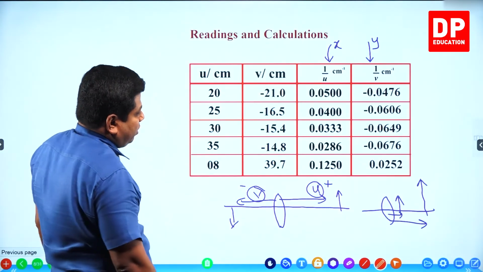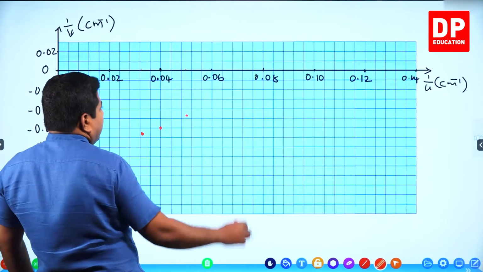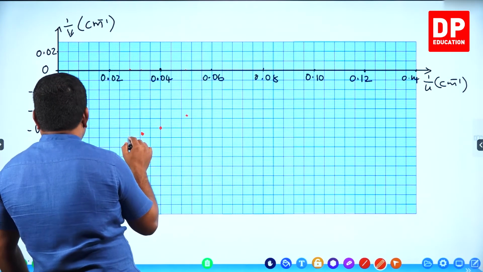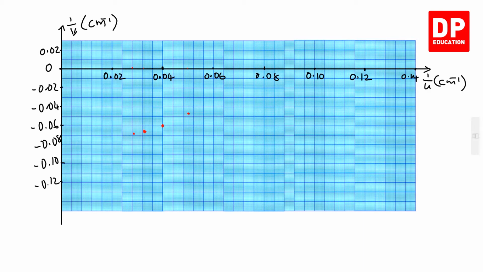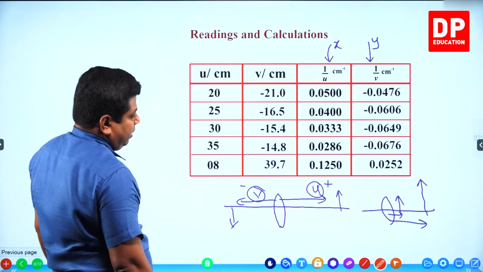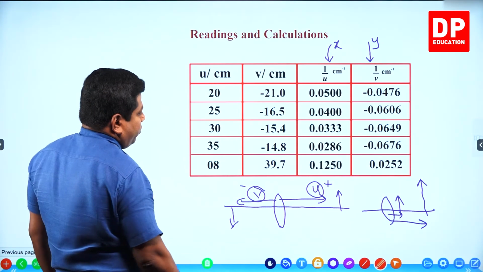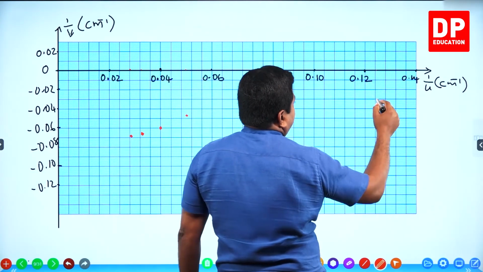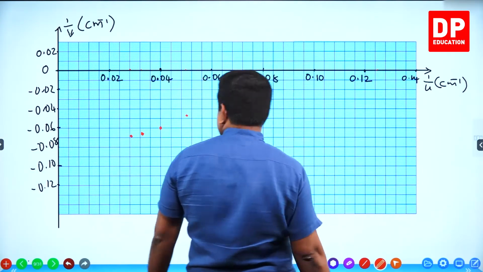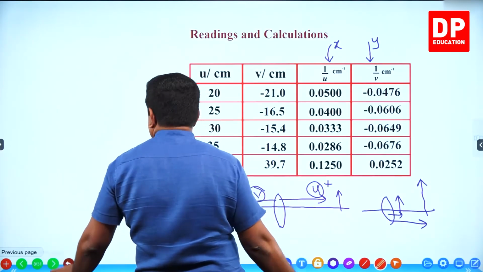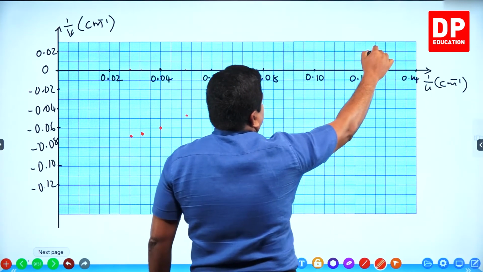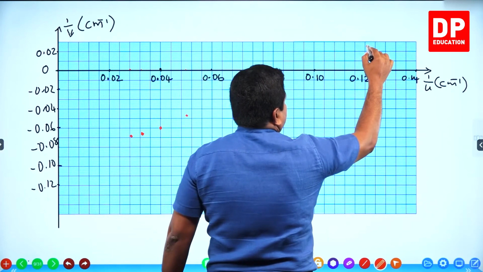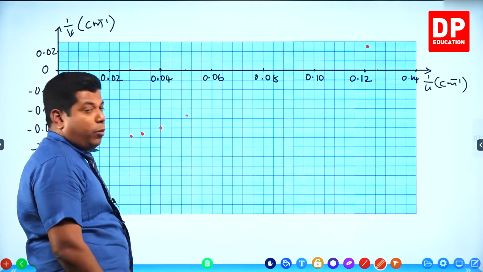Fourth one. 28.6, 67.6. 28.6 here. 67.6 here. And the last one, 12.5 and 2.52, or 125 and 25.2. 125 has to be here. 25.2, this is 20, this is 30, so 25.2 has to be here, a bit above that. Right, those are the 5 points we have got.